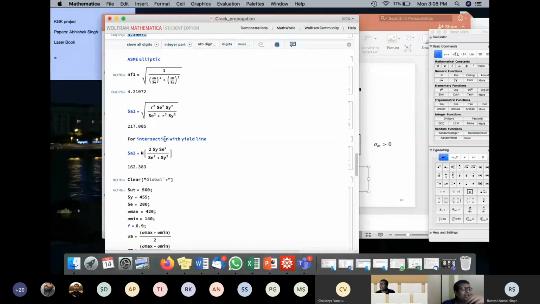The only thing is, I as a designer would not want to over design, because it costs money. But at the same time, the design should not fail either. So I had to use an optimal design criterion, and ASME elliptic seems to be the most reasonable one, right? You're not over designing it by much. So that's the moral of the story with this.